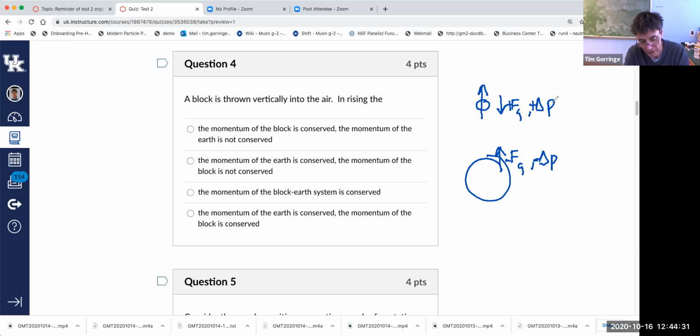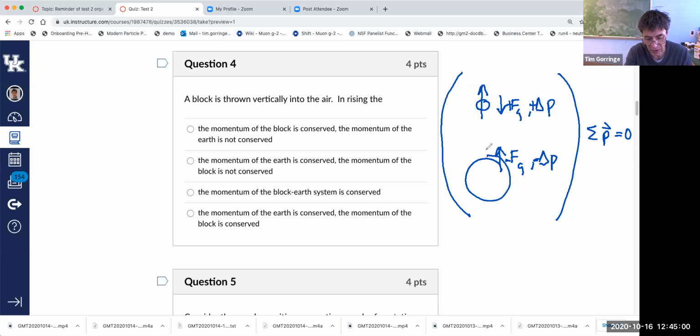But the sum of these two, the sum of the momentum of the earth and the block system, is always zero. Whatever momentum the block acquires from the interaction with the earth, the earth acquires an equal and opposite momentum from the interaction with the block. Overall, for this system, momentum is conserved because this interaction, this force between the block and the earth, is an internal force. And so it's the momentum of the block-earth system that is conserved.